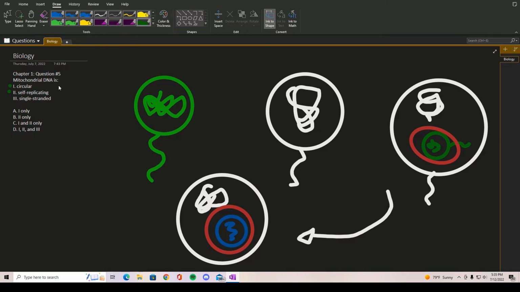2, mitochondrial DNA is self-replicating. This is also true. Prokaryotic DNA is self-replicating. Before prokaryotes can divide via binary fission, they need to replicate their genome, and in order to do that, they need enzymes that replicate their DNA. Mitochondria act the same way. They also replicate independently, and they replicate via binary fission. And so mitochondrial DNA is self-replicating. So 2 is right.